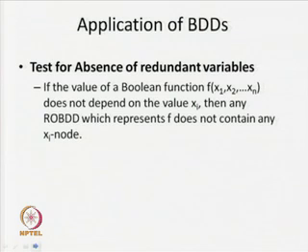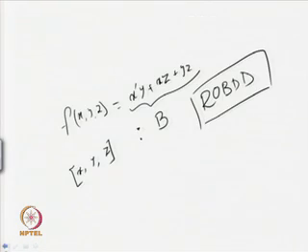The first one is the test for absence of redundant variables. Say I give you one particular function, can you say whether this function is independent of some variable? Say I give you the function x y plus x z plus y z. Can you tell me whether it is independent of some variables? This is a small function, so we can look at it and say that it may or may not be independent. But if we have a BDD representation, then by looking at the structure of the BDD, we can easily say whether it is independent of some variable or not.